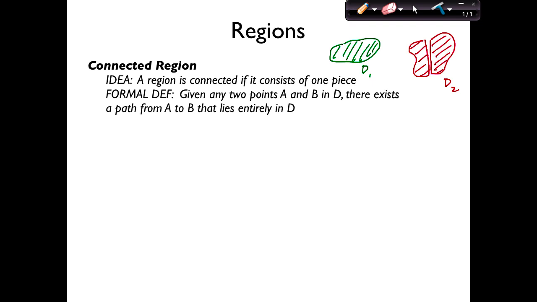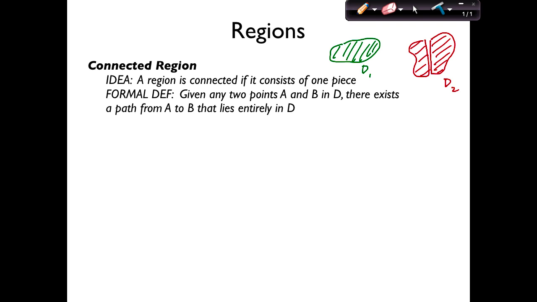One of these is connected and one of these is not. Which one is connected? D1, connected. D2, not connected, right? It's two pieces. The formal mathematical definition would be that given any 2 points, A and B, there exists some path from A to B that lies entirely in D. So you can choose any 2 points, and you have to be able to find a path that connects A to B.